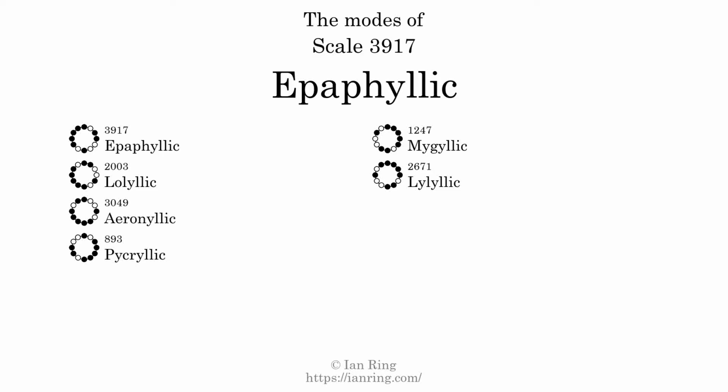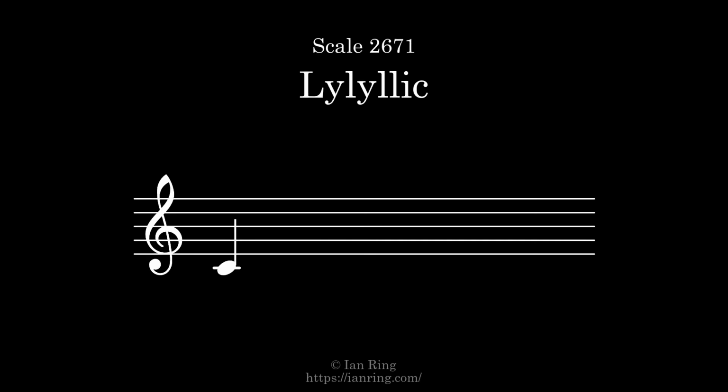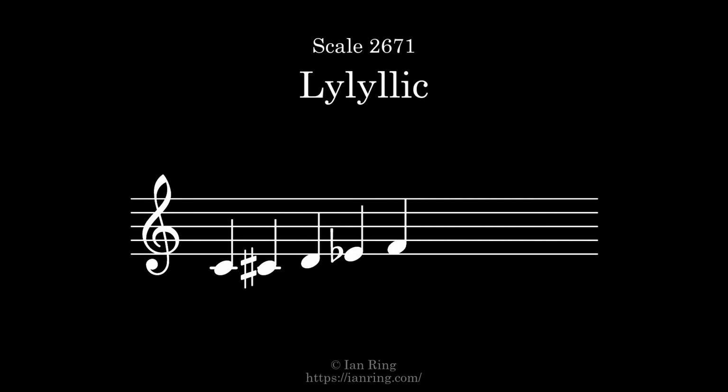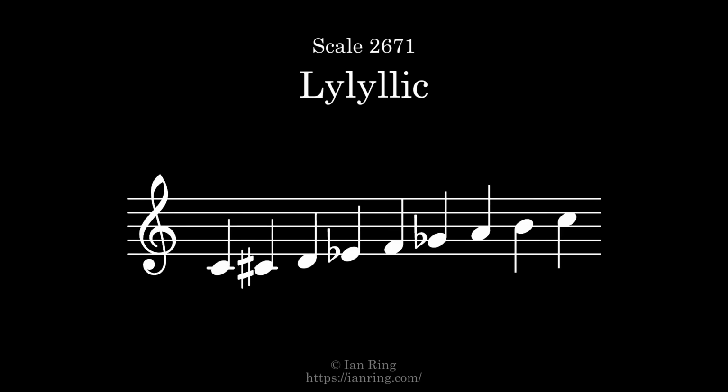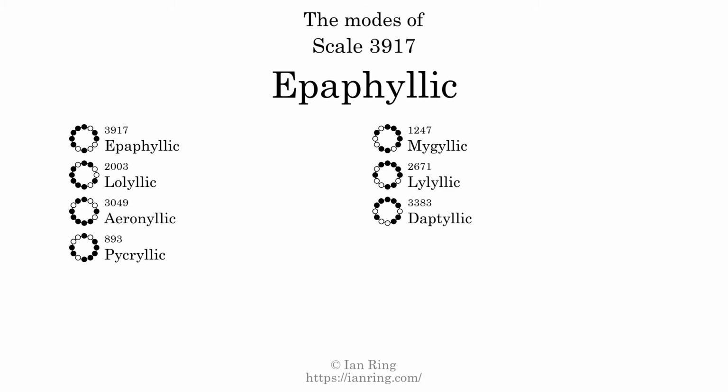The sixth mode is scale 2671, also known as Epaphyllic. It sounds like this. The seventh mode is scale 3383, also known as Dactylic. It sounds like this.